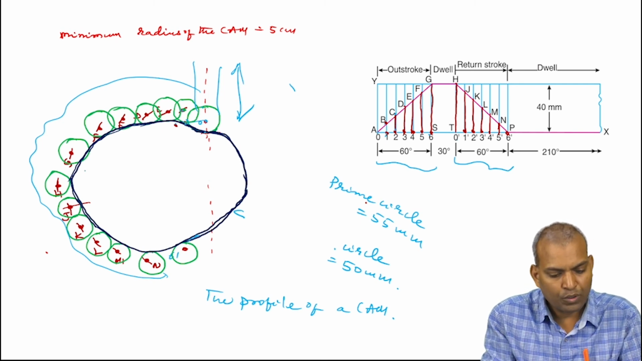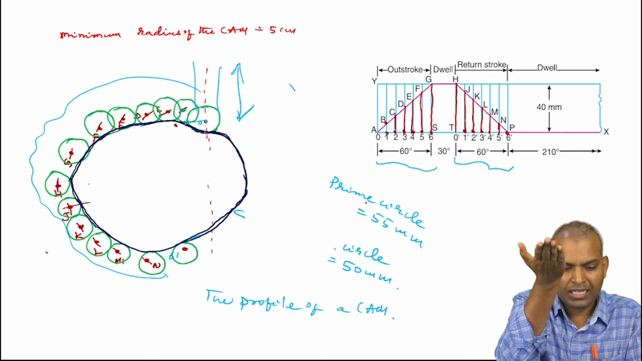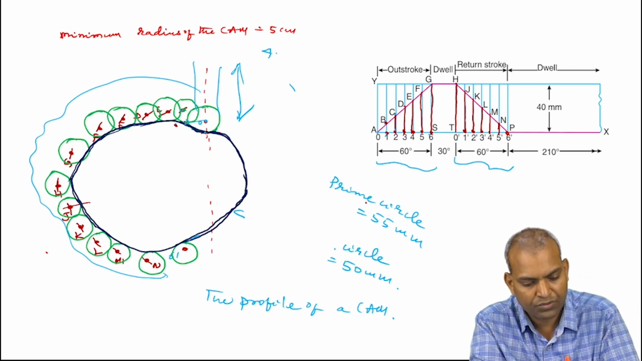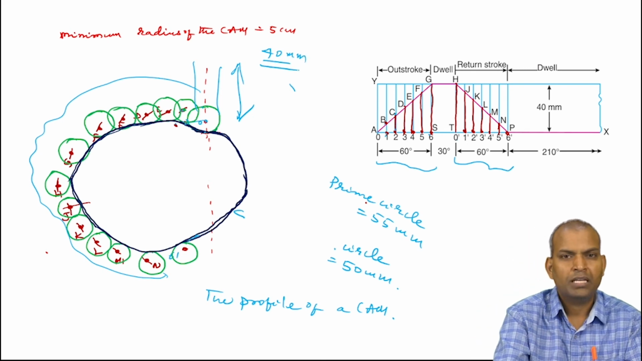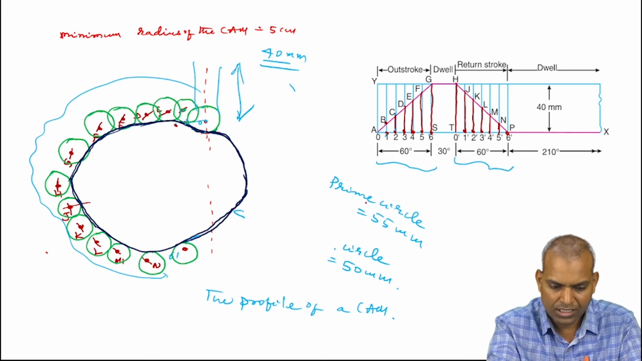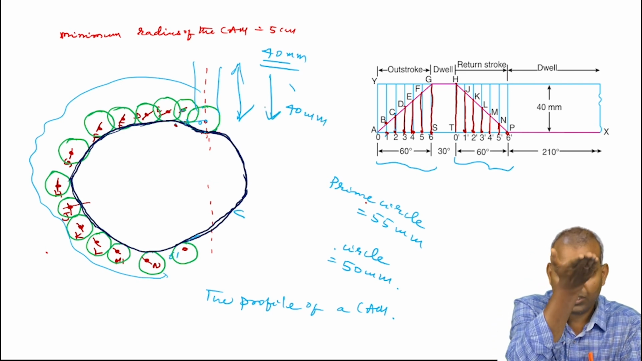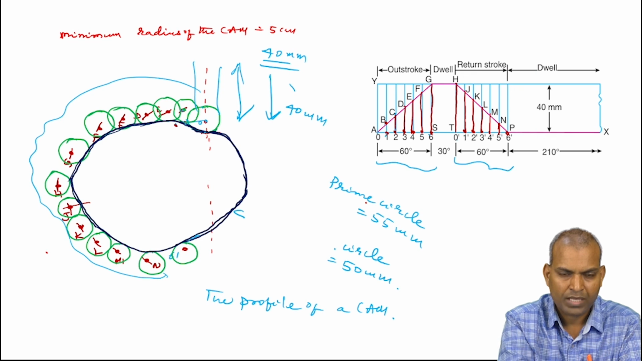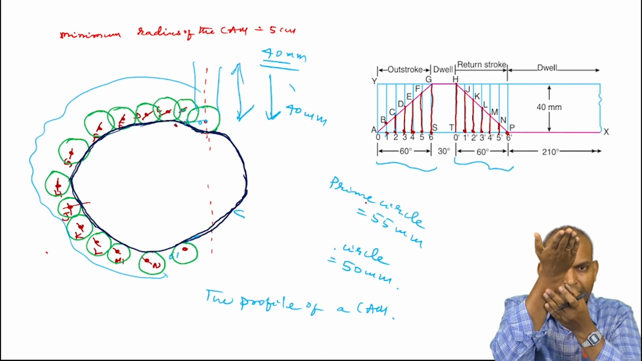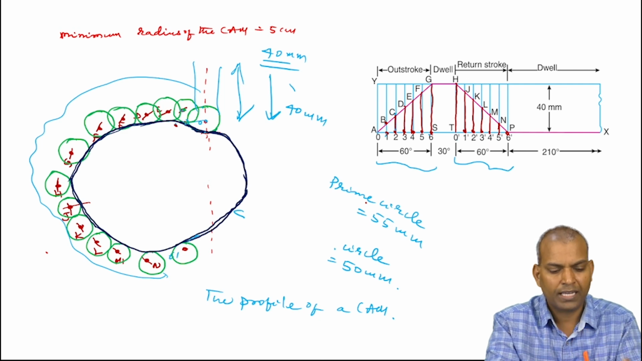Up to 60 degrees, it rises. The lift of the roller follower is 40 millimeters. That is the stroke. Similarly, in the return stroke it comes down. How much distance does it come down? Again the same 40 millimeters, that is 4 centimeters. It goes up 4 centimeters and comes down 4 centimeters. So during the rotation of the cam, once it rises 4 centimeters and comes down again 4 centimeters for one revolution of the cam.